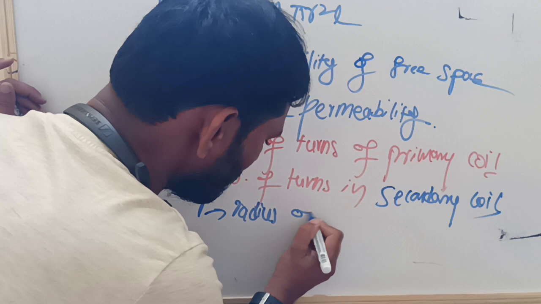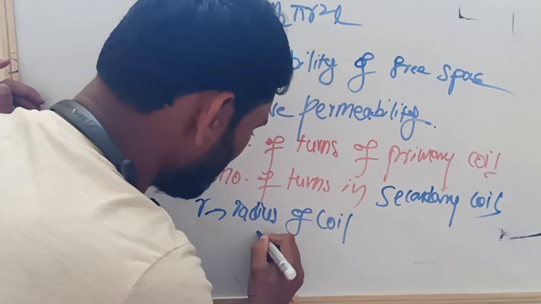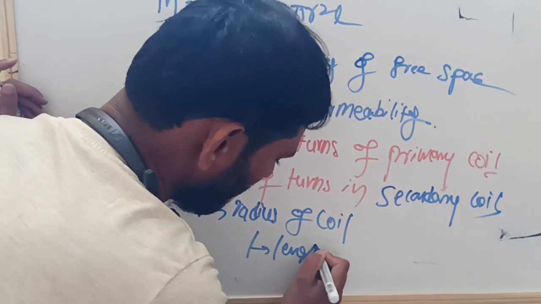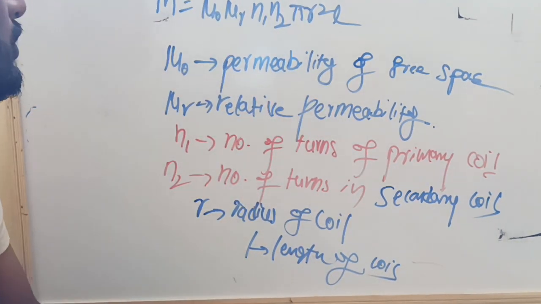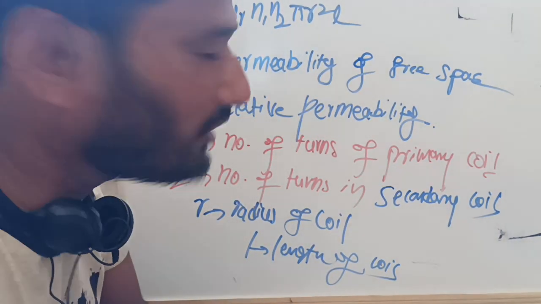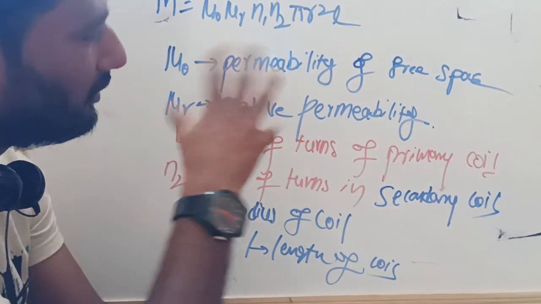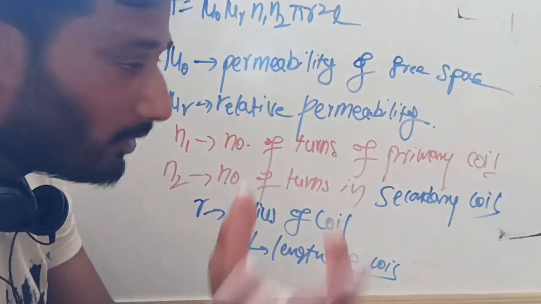R is the radius of the coil and L is the length of the coil. So mutual inductance, self-inductance: one day I will explain the complete EMI topic.